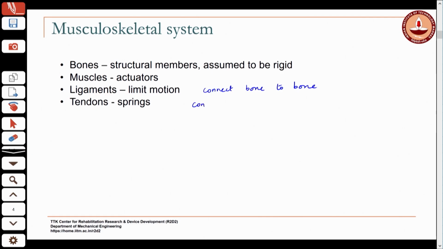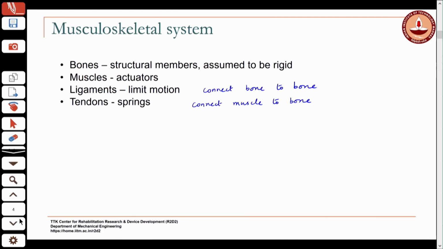And then you also have tendons which connect muscle to bone. The tendons transmit the force from the muscle to the bone, and in some cases they also have the ability to act as springs. The mechanical equivalent of tendons is springs. So, these are the basic components of the musculoskeletal system that are responsible for movement. Either they restrict movement or they cause movement.